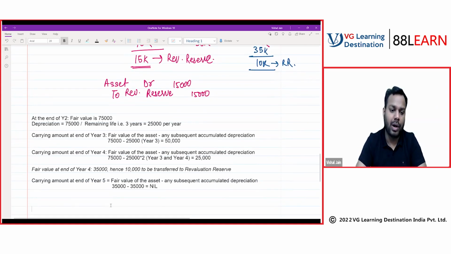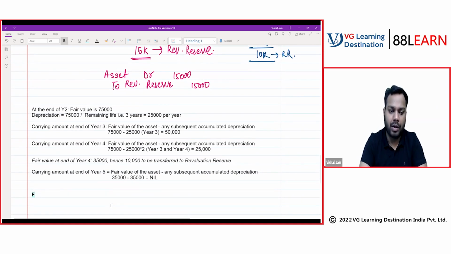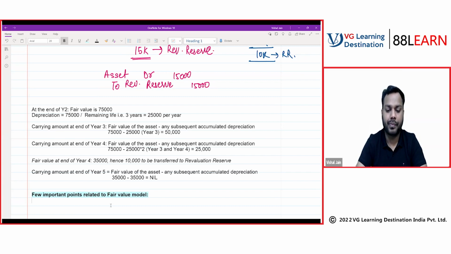Now, a few important points related to the fair value model. Fair value model. Few important points. Okay, let's understand what the points are. Let's understand that, guys.